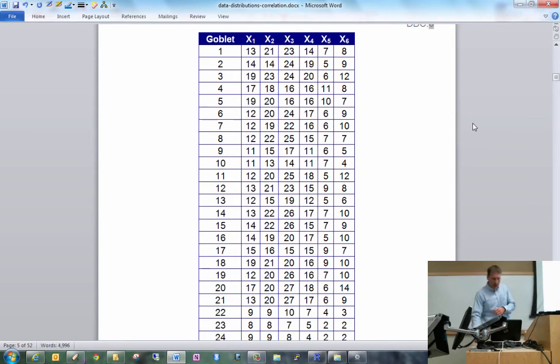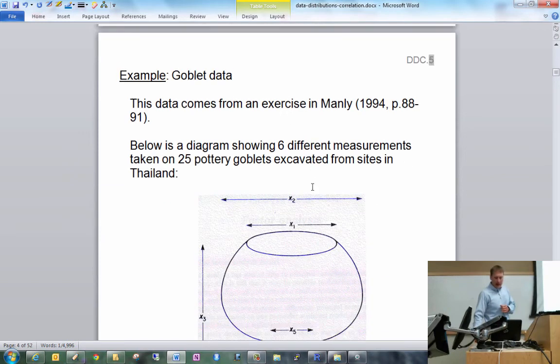And so this is what the data set looks like. It's a small data set, which is often good for illustration purposes. So for example, goblet number one had an opening of 13 centimeters at the very top of the goblet.